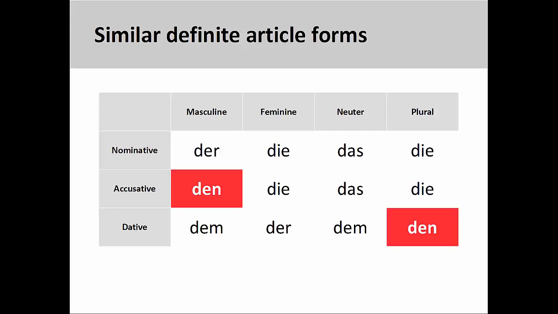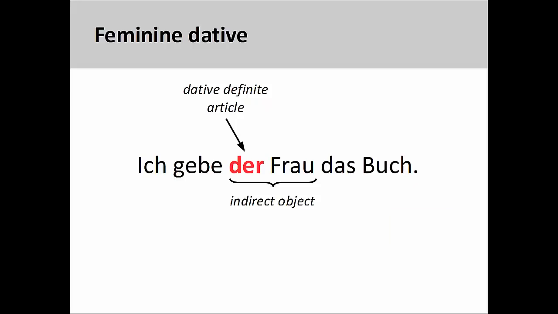As you continue your study of German, it will become increasingly important to pay close attention to definite articles to avoid confusion. Let's now take a look at some sample sentences. We've already looked at masculine dative earlier in this presentation. Let's take a look at the feminine dative. Ich gebe der Frau das Buch. I give the book to the woman. Note that the feminine dative looks the same as the masculine nominative.